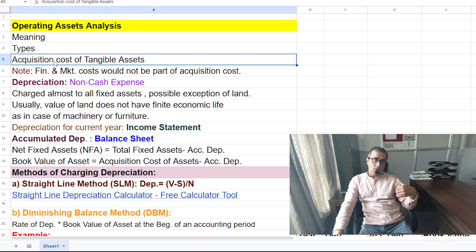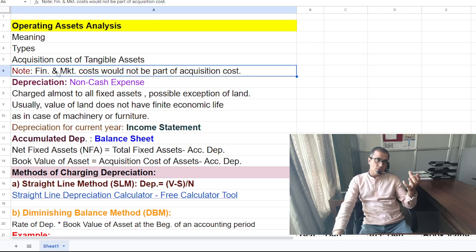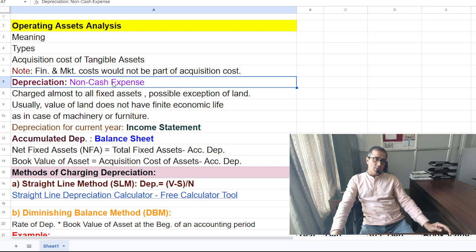For example, when you are going to buy the land, then we have to pay the commissions to the broker, then we have to bear some professional fee to the engineer as well, right, to check the overall quality of the land. Then that is also part of acquisition of land here. Now remember, friends, if you are given financing and marketing cost, which would not be part of acquisition cost.